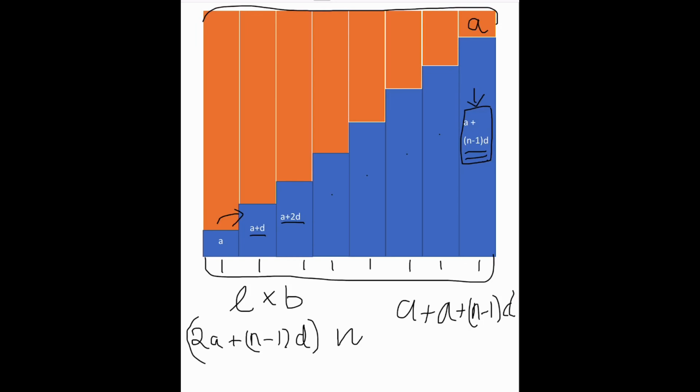Wow! So now we've got the area of the rectangle. And to find the area of only the blue part or only the brown part, we just need to divide it by 2. And having divided by 2, we get (2A plus (n minus 1)D) into n by 2 as the formula for the sum of all these blue rectangles, which is nothing but the sum of n terms of an AP. Wow, wasn't that interesting? You've just figured out how we can get the formula.